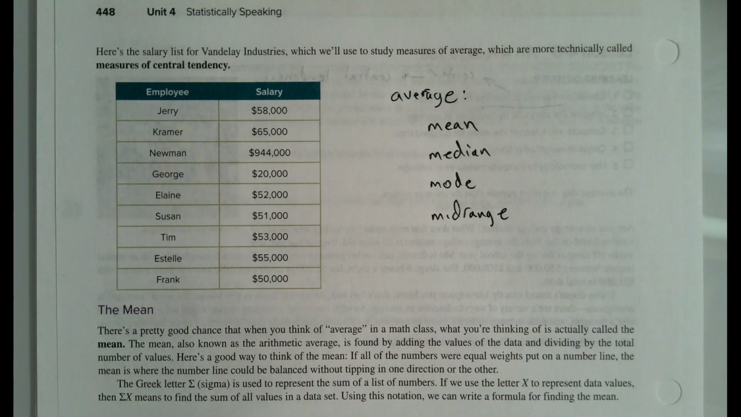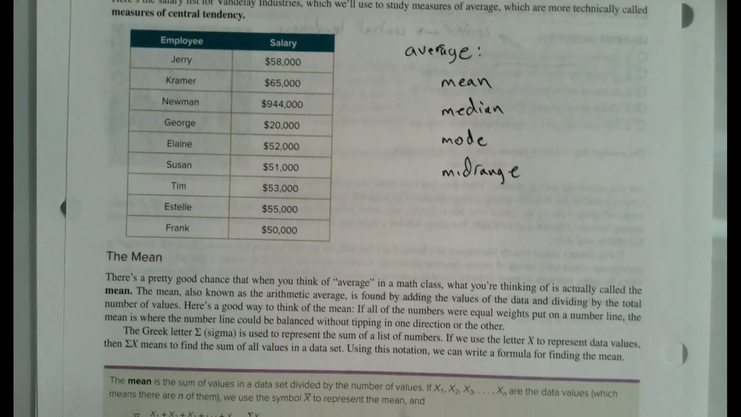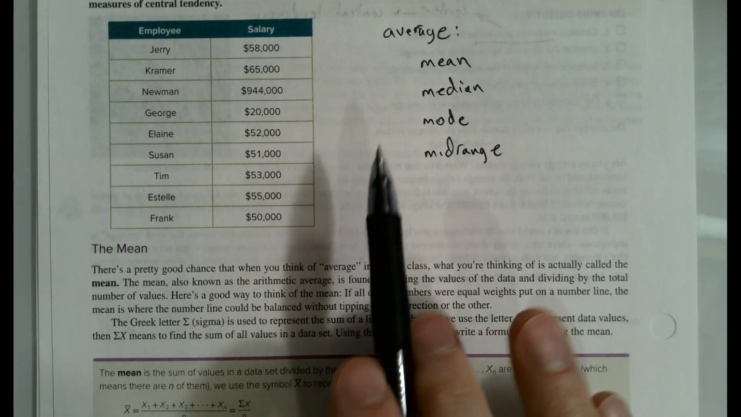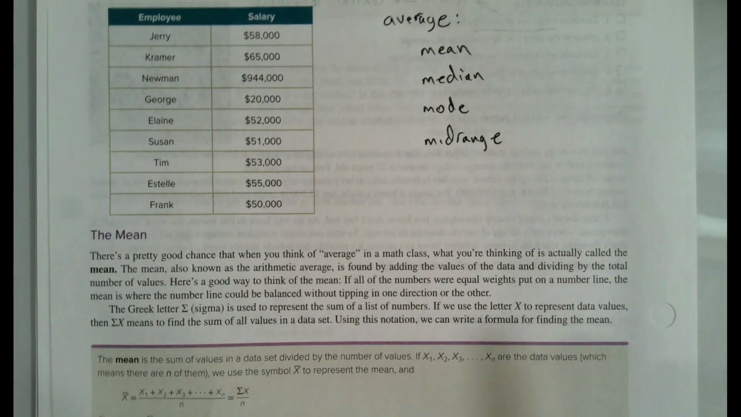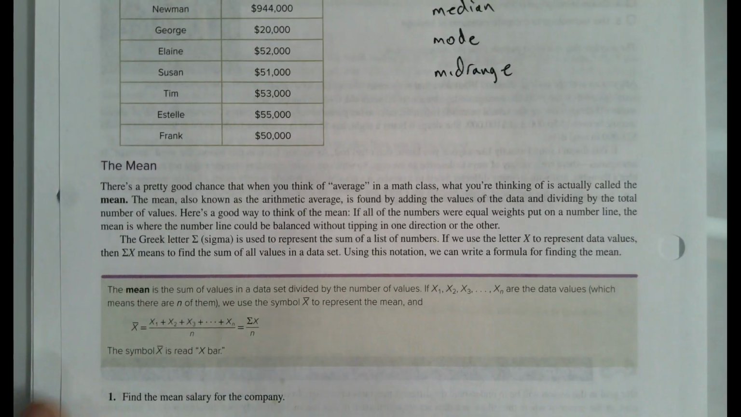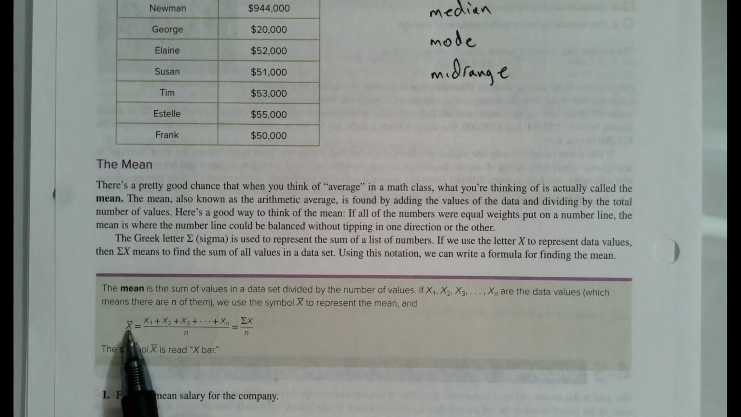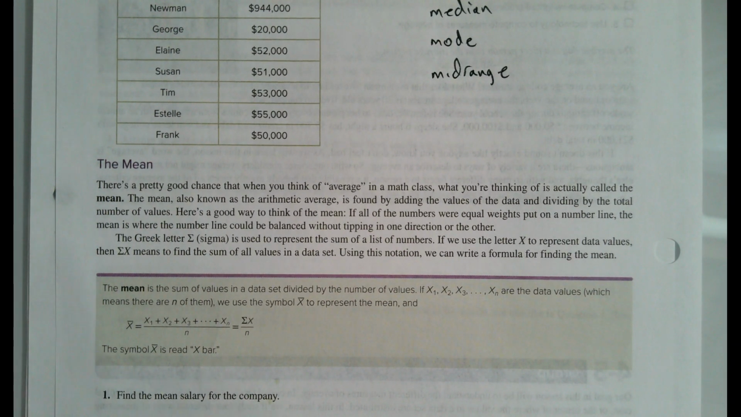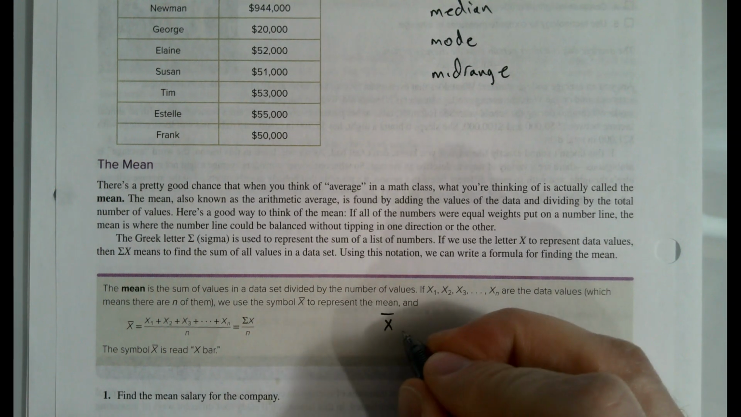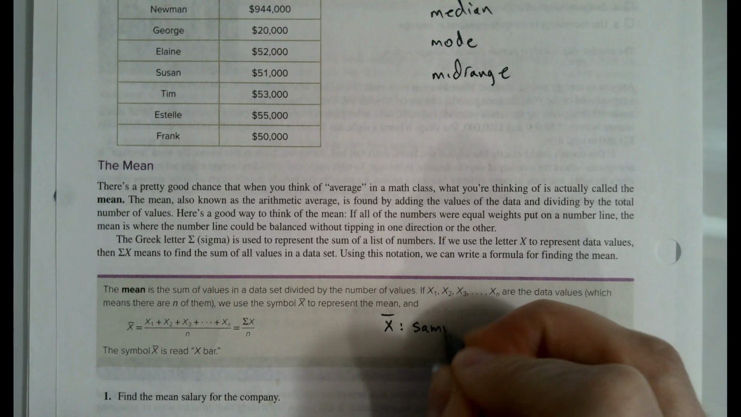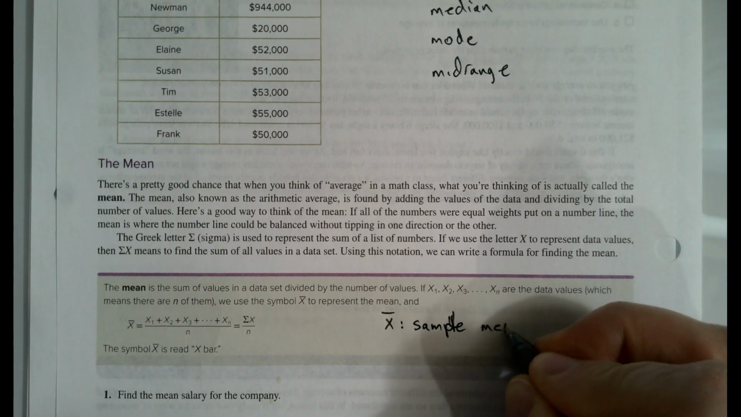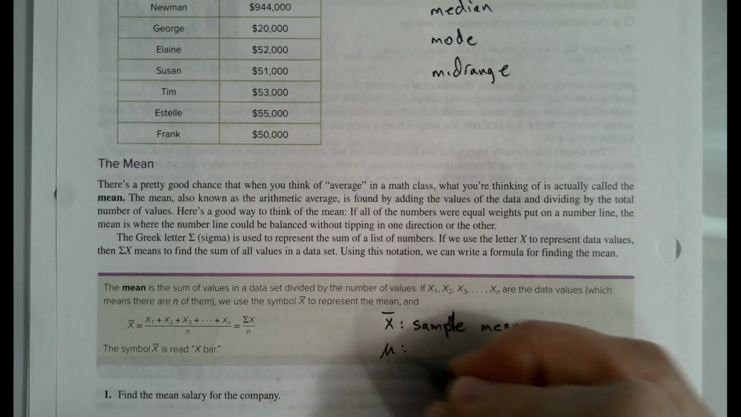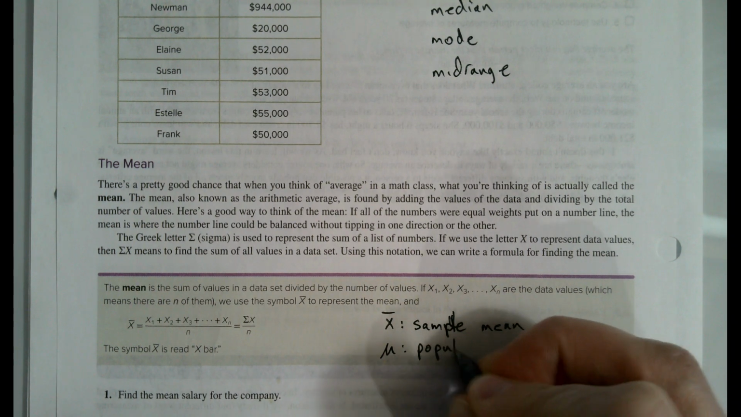Okay, so the first one is the mean. This is the one you're probably thinking about when you hear the word average. It's simply the sum of all the data values divided by how many. This is the formula for that. We use the symbol X bar when we're talking about a sample. If we were talking about a calculation from a population, if we knew that, we would use the symbol mu for population mean.